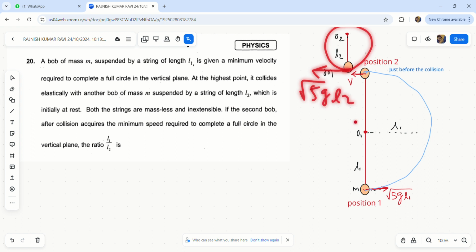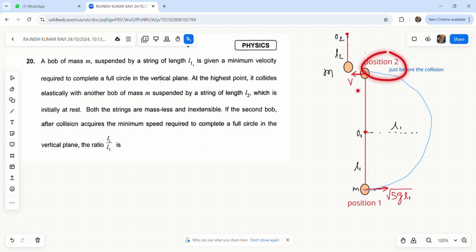Now if we find the velocity of this bob of mass m at position 2, which is the highest position, then we can apply the concept of elastic collision and easily find the speed of this particle just after the collision.